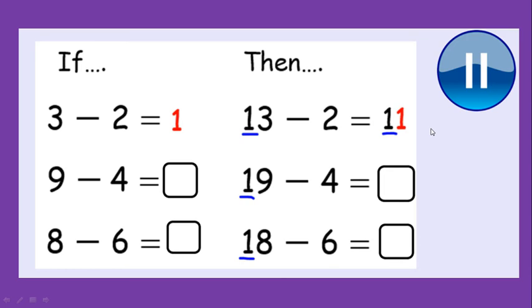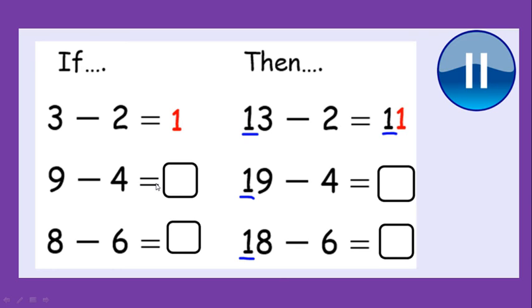So now what I want you to do is work out the other questions. So if 9 take away 4 is, well, you work it out. 19 take away 4 will be what? Now you need to remember, when you get to this side, there is a 10 that's being added into the number sentence. So there needs to be a 10 in the answer, because we're working with 10 more, aren't we? The number's 10 bigger. So you need to be thinking about that.